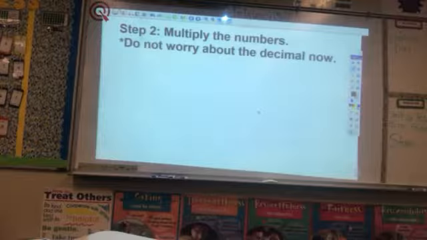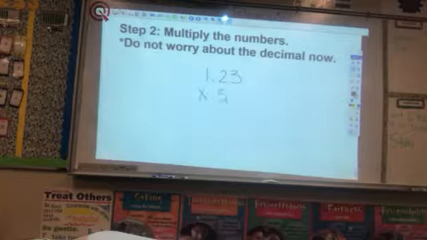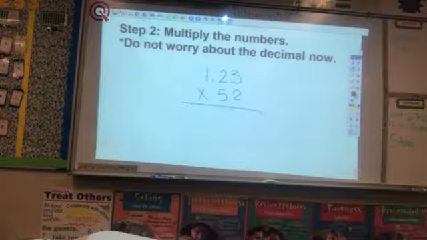Step two, multiply the numbers. Do not worry about the decimals now. No one should be concerned about decimals. All you're doing is thinking about all year long you've learned how to multiply 3 and 4 digit by 2 digit numbers. So that's what you're doing. Your mindset is just to multiply.